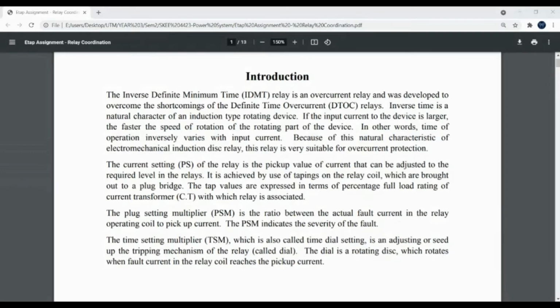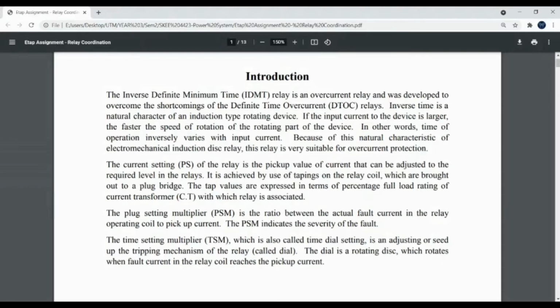Now, let me start by giving some introduction about this project. The inverse definite minimum time relay is an overcurrent relay and was developed to overcome the shortcoming of the definite time overcurrent relays. Inverse time is a natural character of an induction type rotating device. If the input current to the device is larger, the faster the speed of rotation of the rotating part of the device. In other words, time of operation inversely varies with input current.